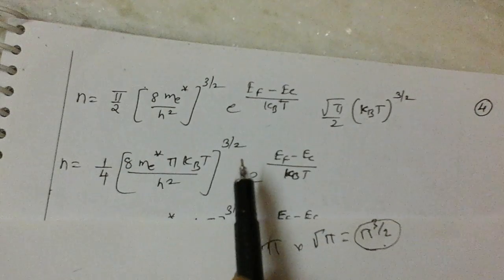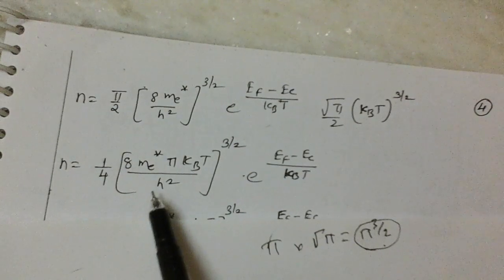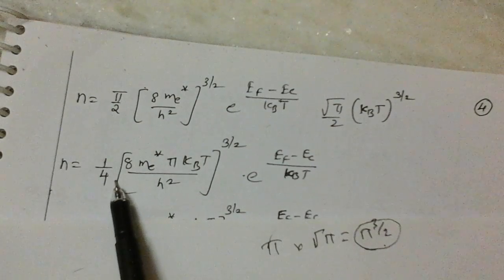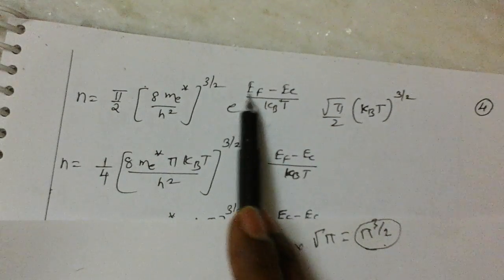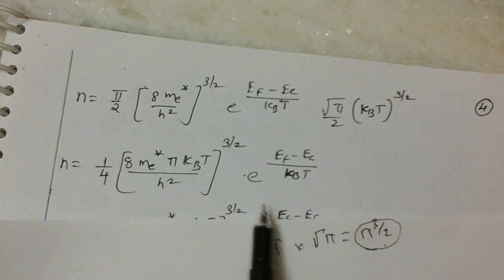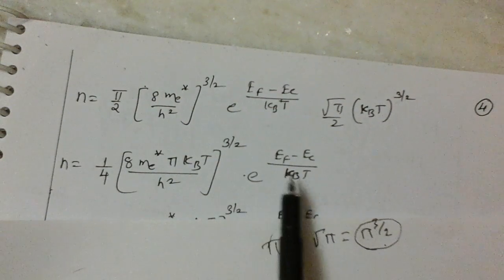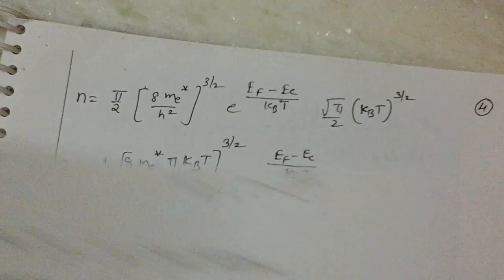So we are simplifying. Here by 2 is there, by 2 is there, so 1 by 4 we are writing. Next, what remains? E power of (EF minus EC) by kBt. So EF minus EC by kBt, e power as it is, we are writing. So simplification is fine.